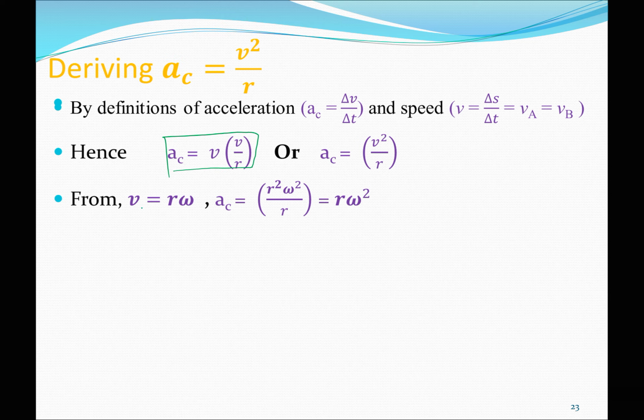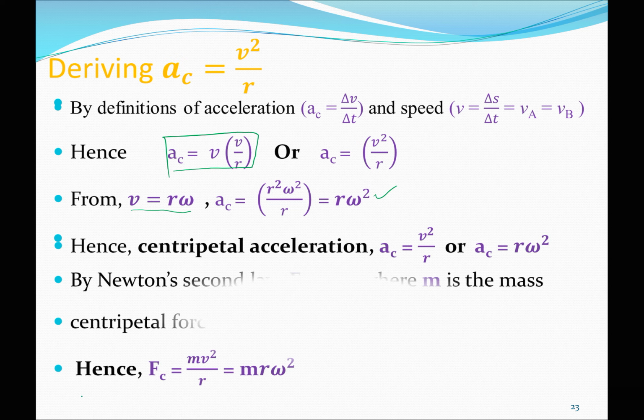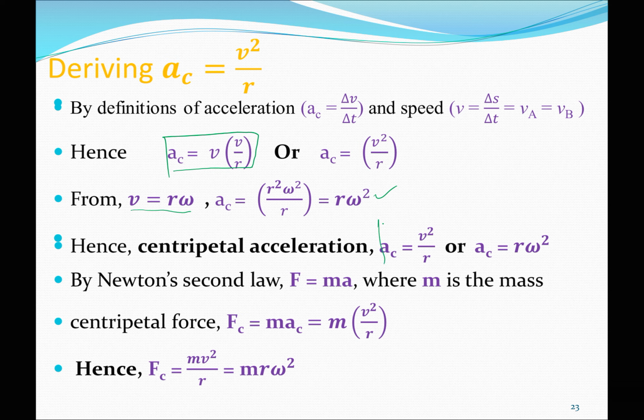And from the expression that v is equal to omega r, we're able to come up with the expression for centripetal acceleration as that. And therefore, the centripetal acceleration can always be quoted as this in calculation, or omega squared times r many times.